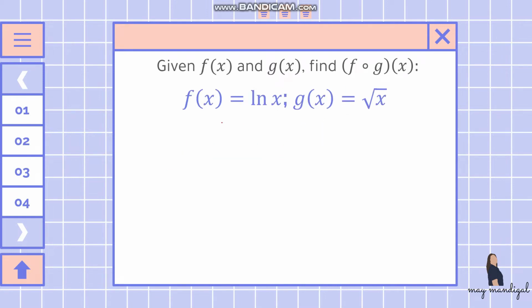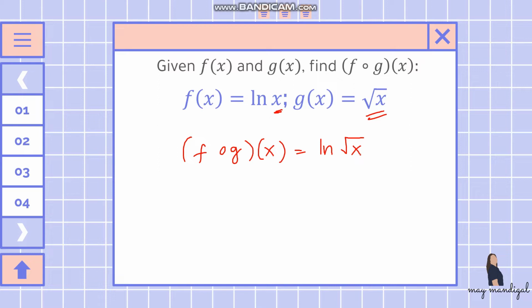For the third one, let's say we have f of x, which is ln of x, and g of x, which is square root of x. Again, if we do the composition of functions, we replace the x in ln of x with g of x, which is square root of x. It now becomes ln of square root of x.